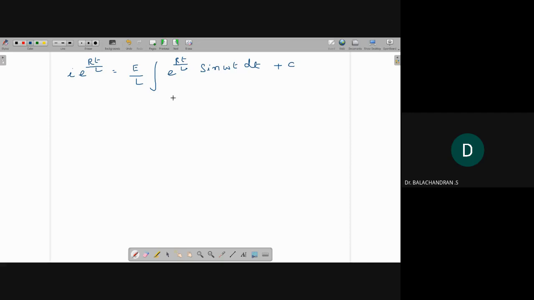So up to this step you can do it. Now I am going to ask this small question on integration. What is the integration of e power ax into sin bx dx? I think you may have studied this in 11th standard integration, or 12th, I don't know exactly. So just recall and then tell. This is open to everyone.